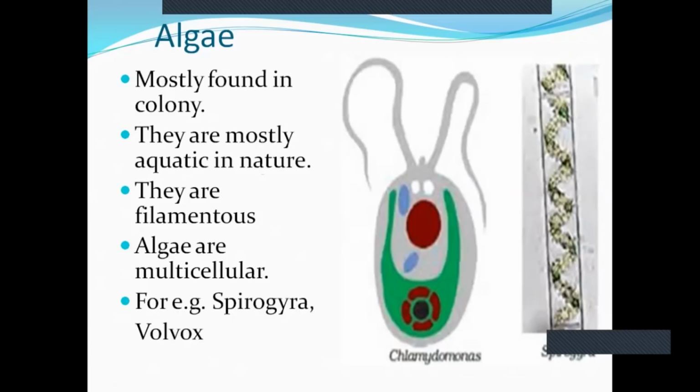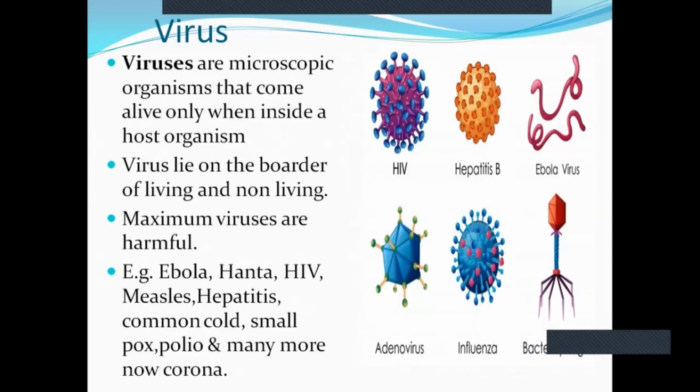Now, algae. I hope you all have been to a pond side and seen something green floating on water, right? Algae. Most of them are found in colonies and they are mostly aquatic in nature. They are filamentous. Can you see this Spirogyra? Can you see the filament? Algae are multicellular, many-celled. Examples are Spirogyra and Volvox. So this is about algae.